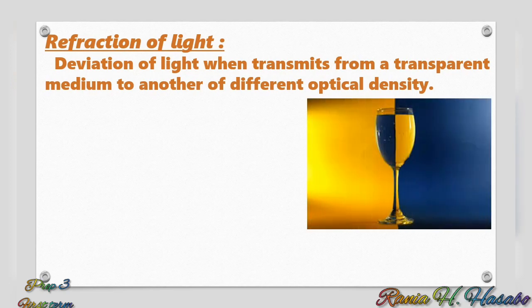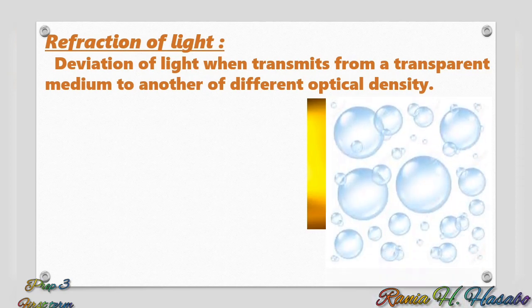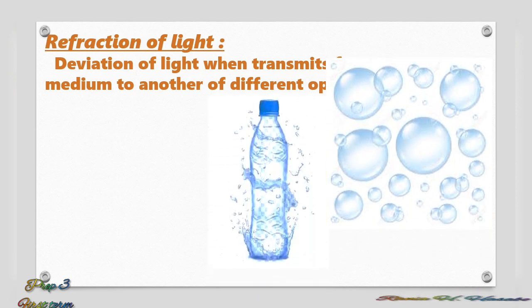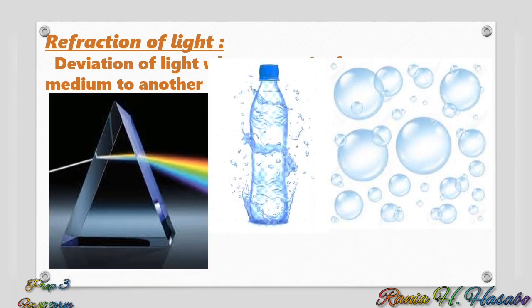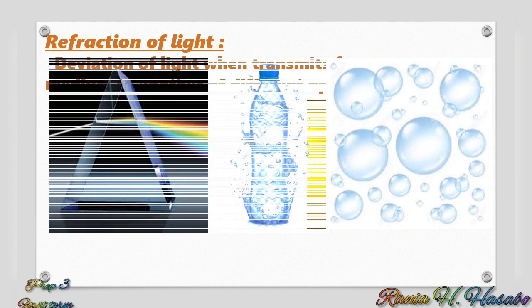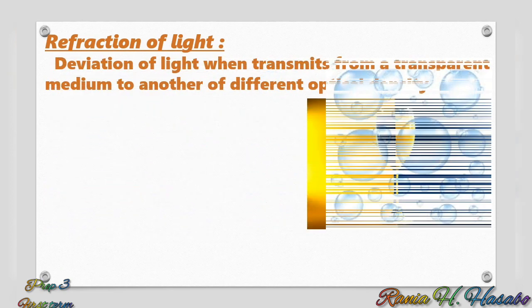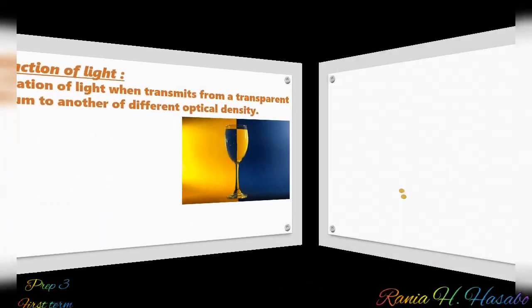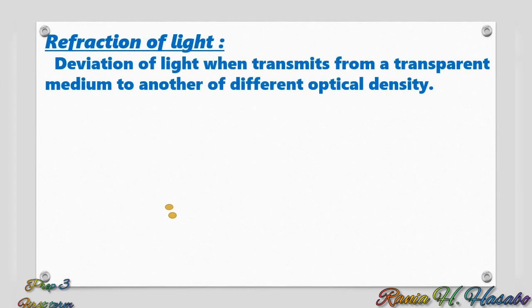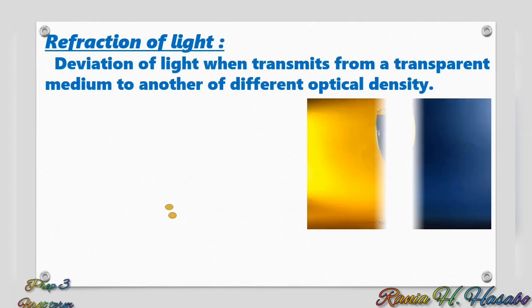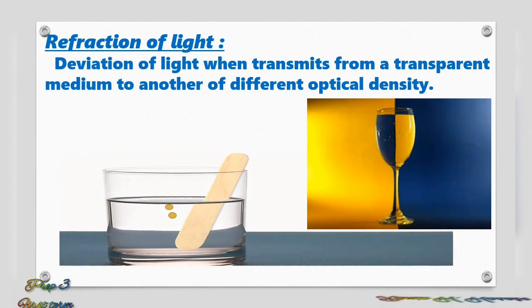Most of light can travel in transparent media as in air, water, plastic, glass. Air, water, plastic, and the glass are considered as transparent media, but they are different in optical density. To explain the refraction in a simple way, to know what's meant by the refraction: why does light refract when traveling from air to water?